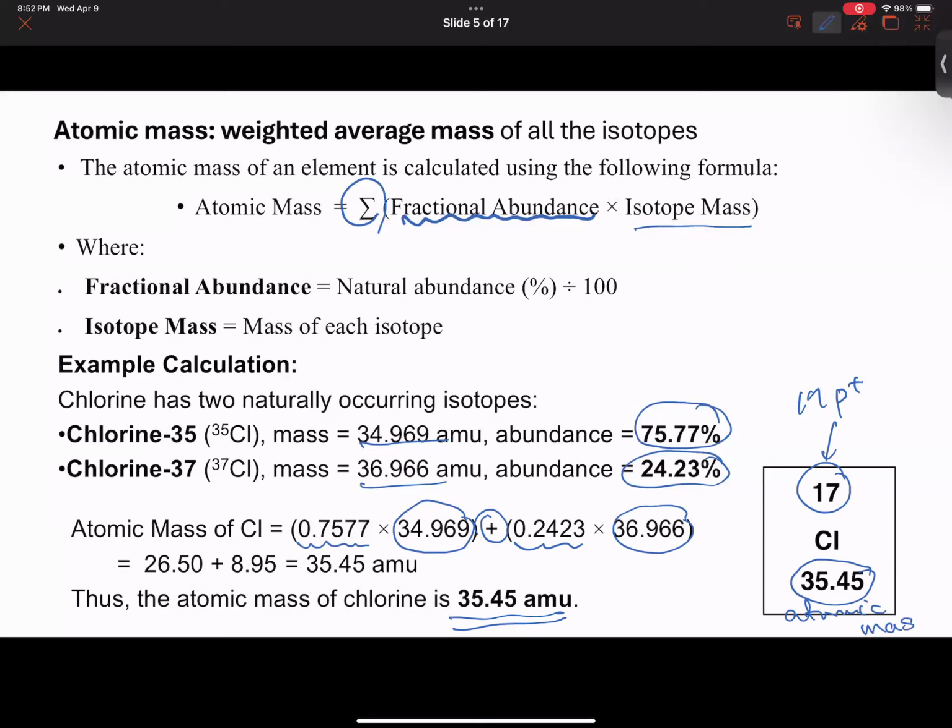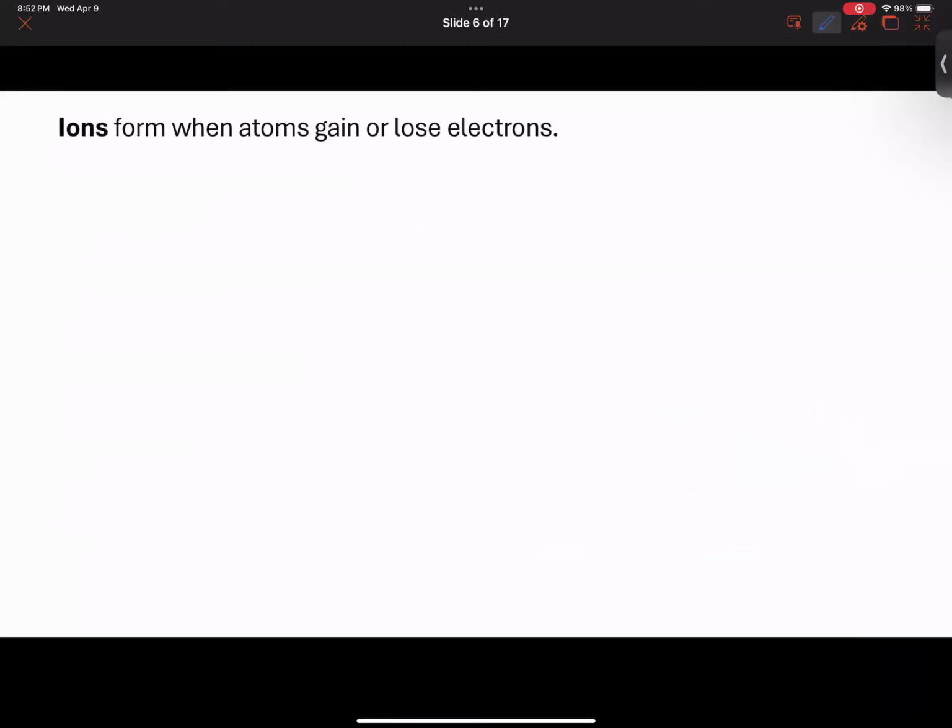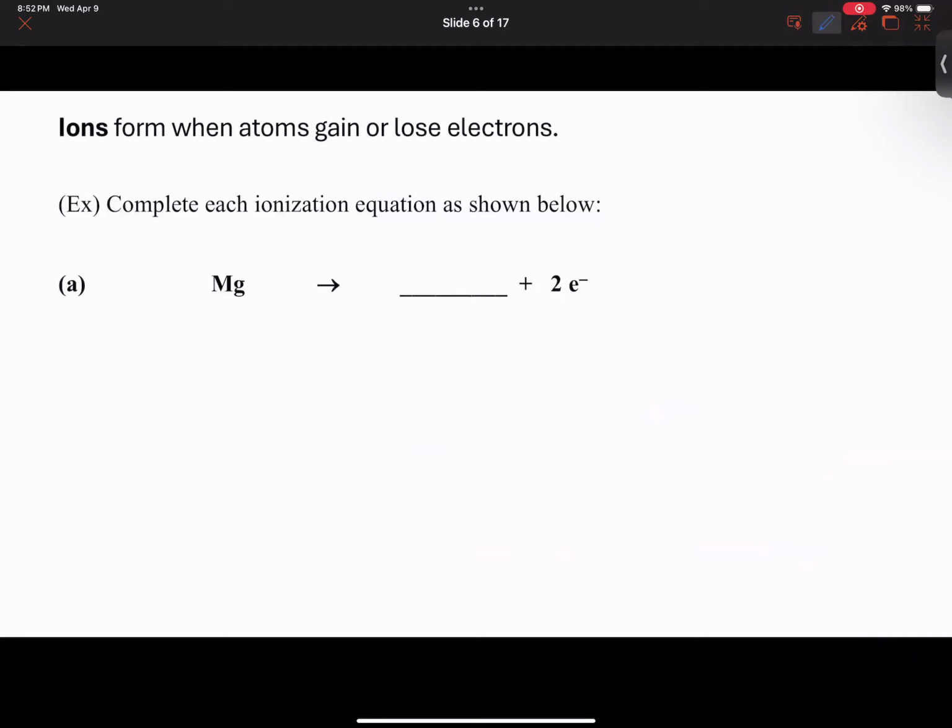And this average mass is calculated by this equation. Now let's look at the ions. Ions are very important. For example, ionic compounds are composed of ions and their attraction between different charges. We call this a Coulombic interaction, and complete each ionization equation as shown below.